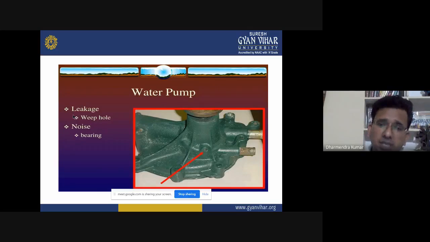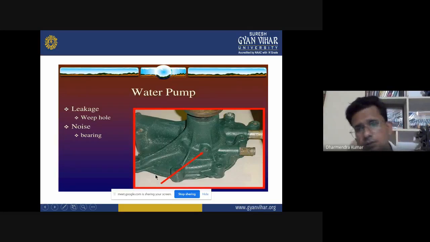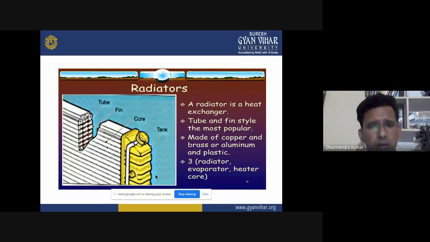Now here is the actual view of the water pump. It shows the leakage weep hole and the noise bearing. It is the actual diagram of the water pump which is used in a water cooling system. This is the picture of the radiator we have discussed earlier, with these types of fins which dissipate the heat energy to the air. These are the cores, and this is the tank for filling the water. It works like a heat exchanger because it dissipates the heat to the surrounding air.